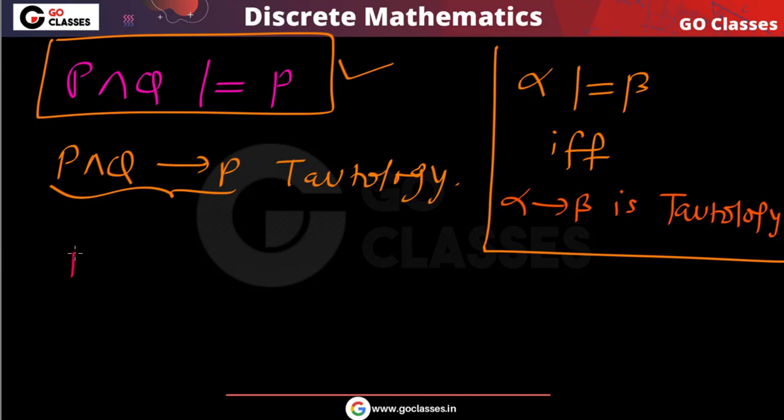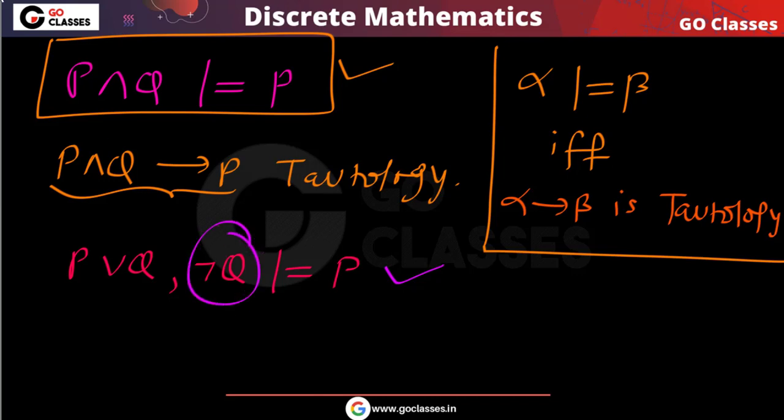Another example: P or Q, negation Q infers P. You can very easily see this is also correct. Why? Because this is saying that P or Q is true and Q is false, then definitely we can say P is true, right?